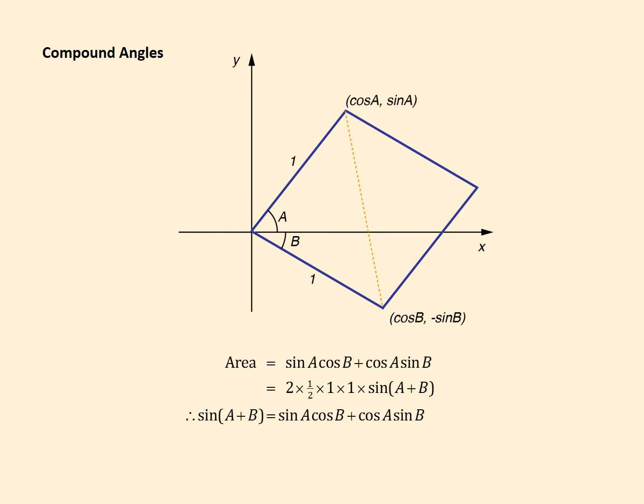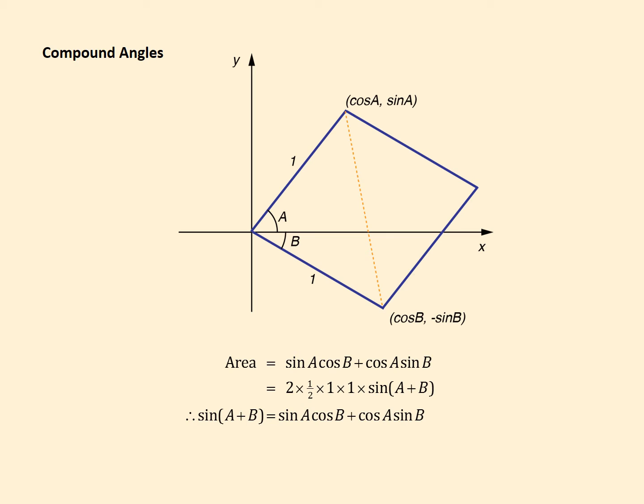Now let's have a look at compound angle formulae. Here the parallelogram has two adjacent corners, adjacent to the corner on the origin, I should say, at cos A, sine A and cos B, minus sine B. And the angle between those two sides of length 1 is A plus B. So applying the formula to the coordinates, we have that the area of this parallelogram is sine A cos B plus cos A sine B.